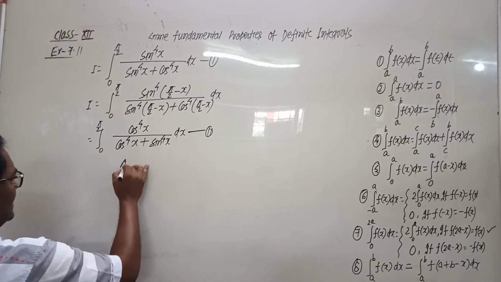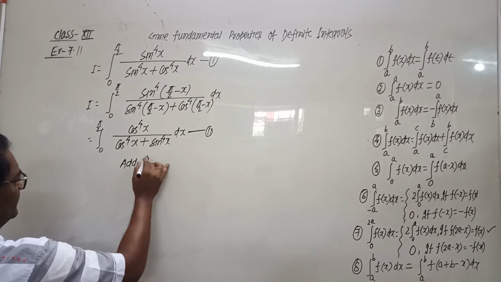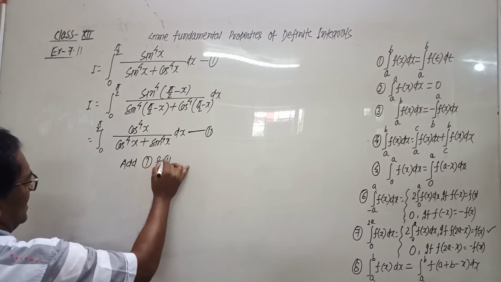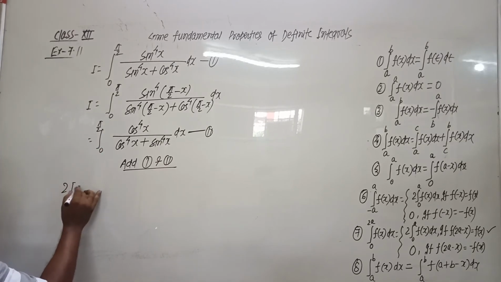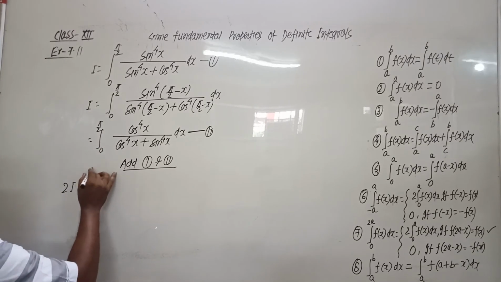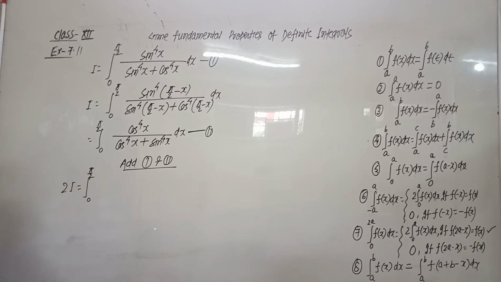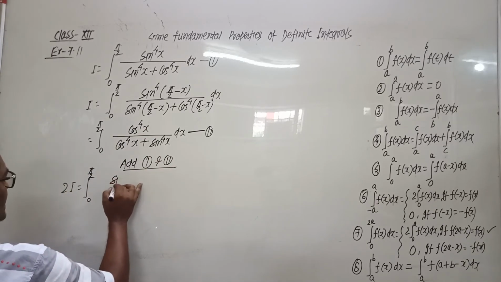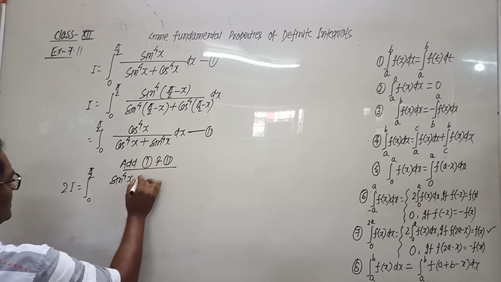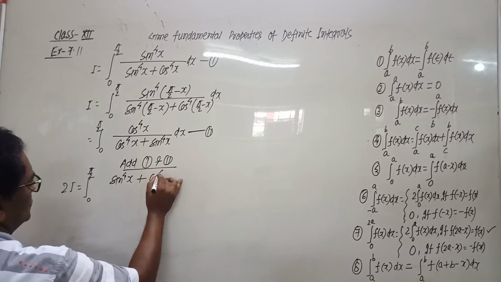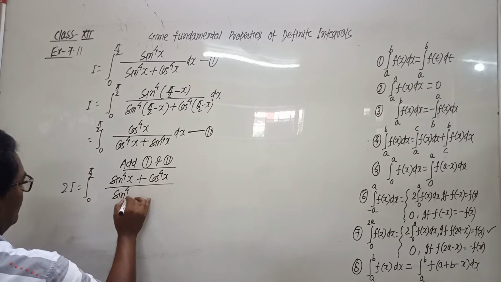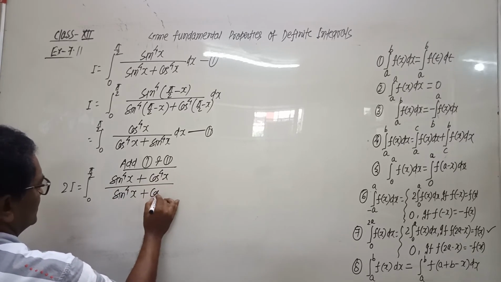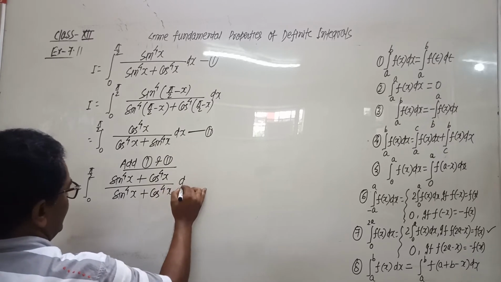Adding first and second. So I plus I, we get 2I, and limit 0 to pi by 2. Denominator of both the expressions is the same. So it comes sin^4 x plus cos^4 x upon sin^4 x plus cos^4 x dx.